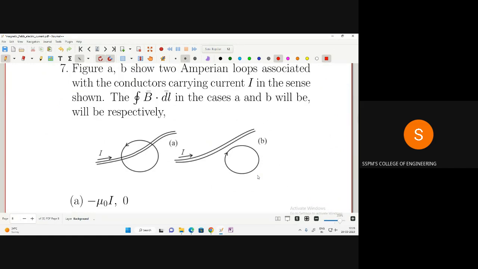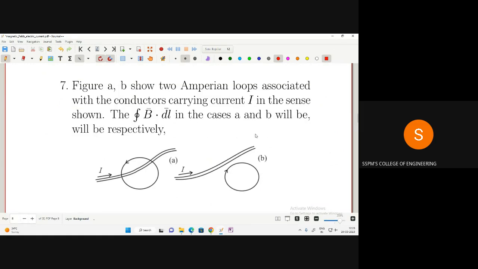Now question number 7 is very simple. It's based on Ampere's circuital law. You might have studied it in 12th. The two figures are given. In the first figure, the current carrying wire is enclosed by the magnetic field, which is represented by a circle, and the current carrying wire is passing inside the circle. But in the second figure, the current carrying wire is outside of the circle, where this circle is representing the magnetic field vector. But you know the Ampere circuital law.